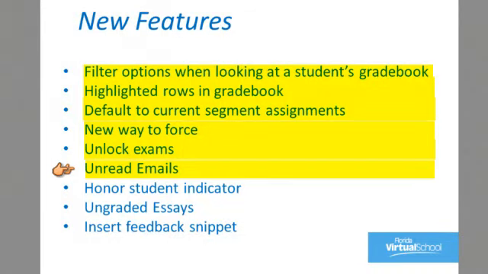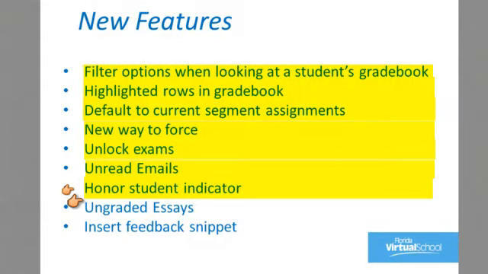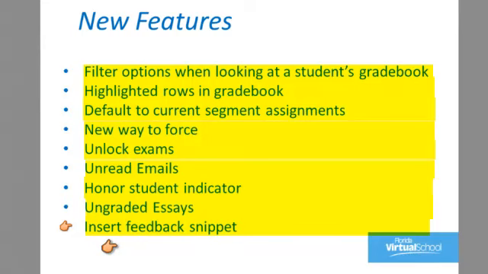Students who have not been reading their emails, you can check on that very quickly by going to their gradebook and clicking on that number. It now tells you if they're an honor student or not in Educator, which is very helpful. Please know that if you want to change that, the changes must be made through VSA under enrollment. Ungraded essays, as you're grading the student's work, there's a button you can click. And last but not least, inserting feedback snippets. For when you have quick little remarks that you type over and over, you can insert them at the click of a button.